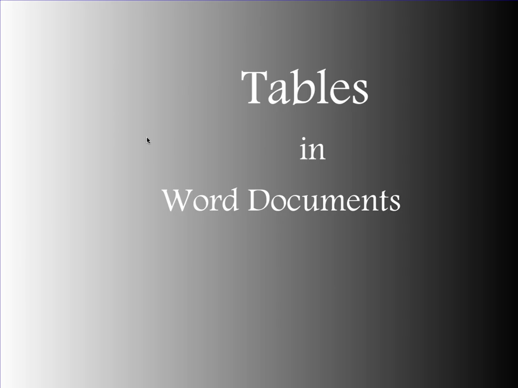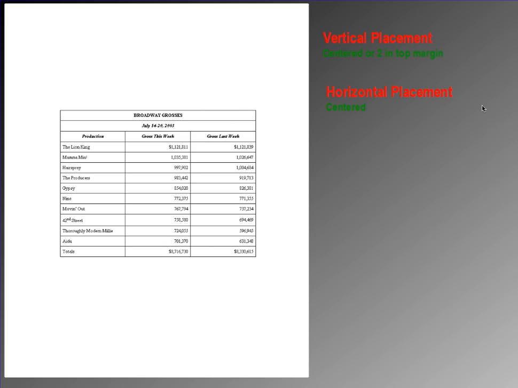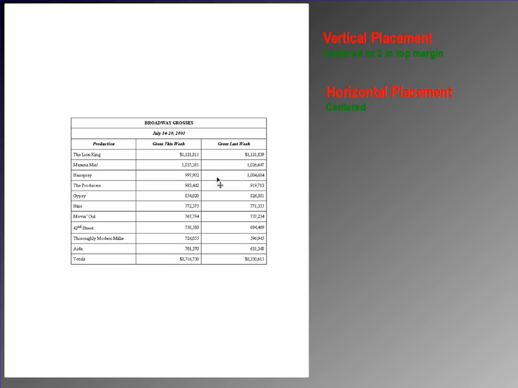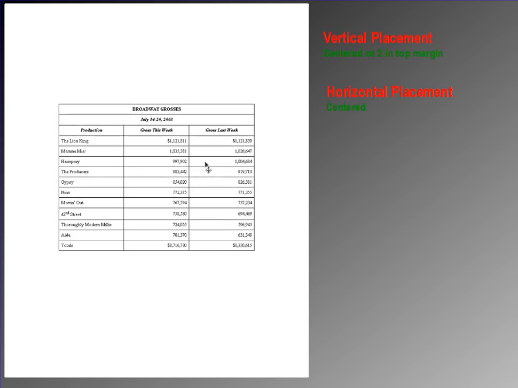So this is just a quick introduction to the format rules for tables in Word documents. There are two types of placement of tables. They can be placed vertically this way and horizontally this way. For the vertical placement, you have two options.